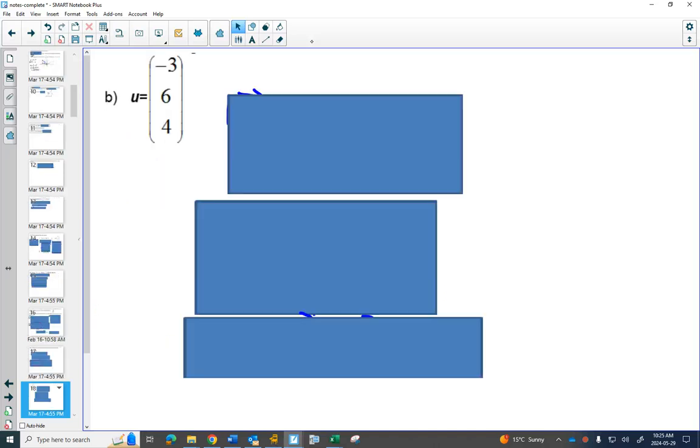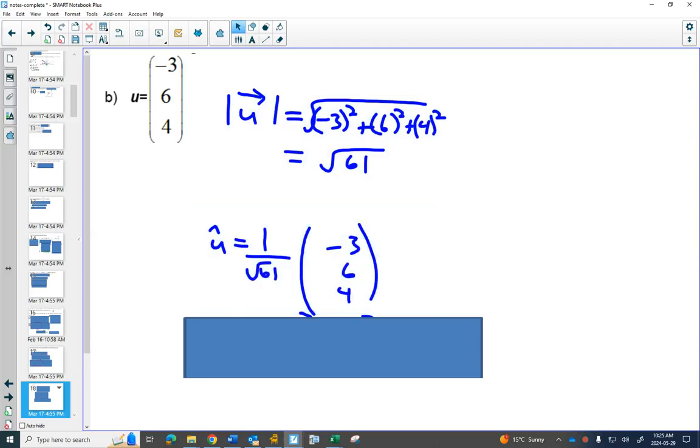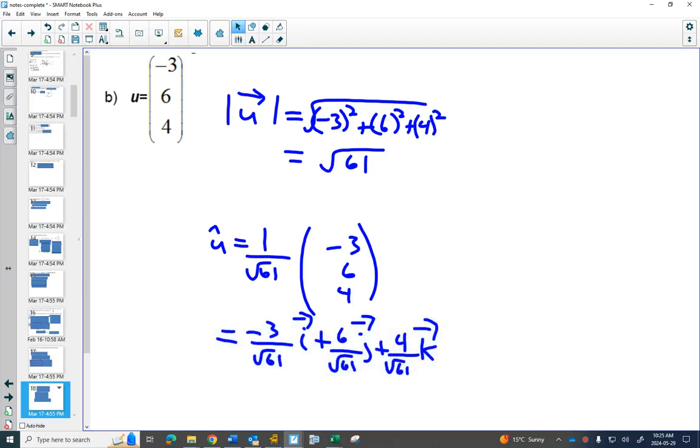And the second one, did you get a length of square root of 61? So the unit vector would look like that. I don't like this form anymore at all, with the i's, the j's, and the k's. I like the vector form, the column vector with the number out in front, the best.